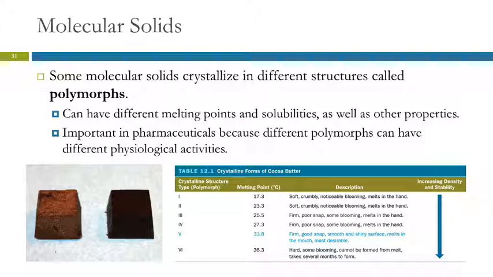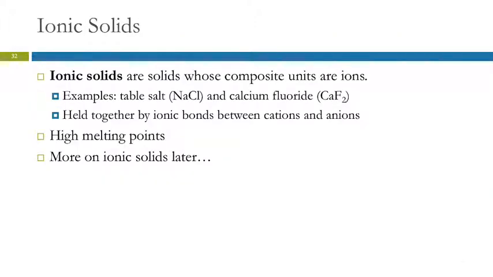Now, chocolate made in a different way can have a much lower melting point, and so then you pick up the chocolate bar and just the heat from your hands causes it to begin melting. Maybe soft and crumbly instead of nice and firm, etc. And that has to do with how the solid was allowed to form different crystalline structures for cocoa butter. Ionic solids, of course, are held together by ionic bonds, and so these generally have very high melting points, and we're going to talk about these in another section.